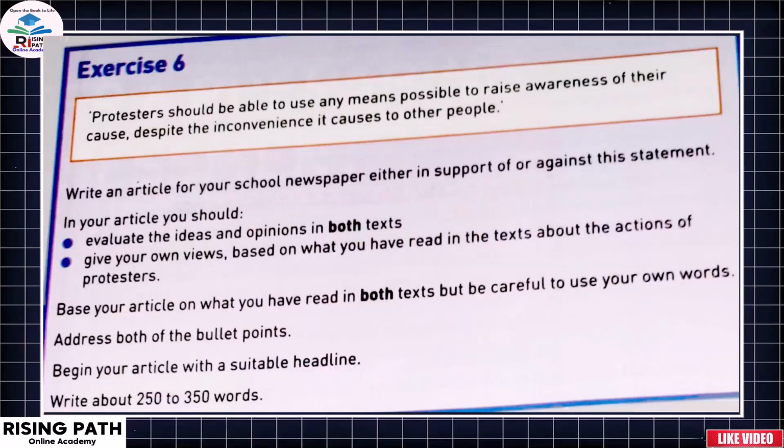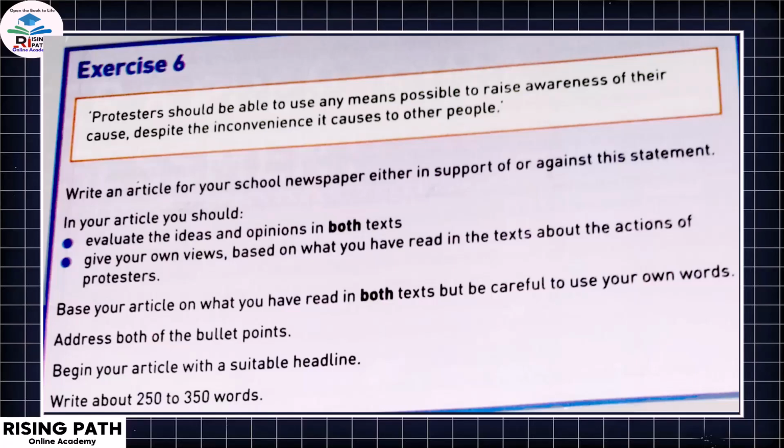So write an article. This is the task: write an article for your school newspaper either in support of or against the statement. As we have the pattern, in your article you should evaluate the ideas and opinions in both texts. That we have done. We have done the first step, where we tried to underline the main points, ideas and opinions in both texts. But remember, again I'm going to repeat it, we are not going to mention the individuals because the texts are being written by individuals, so we are going to generalize.